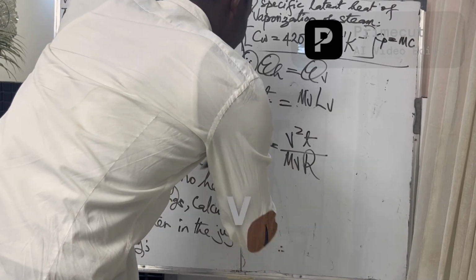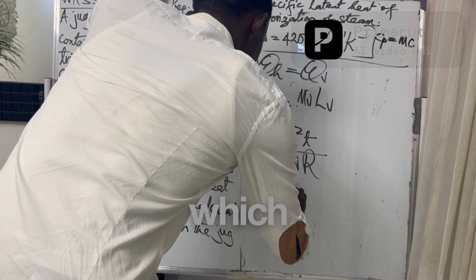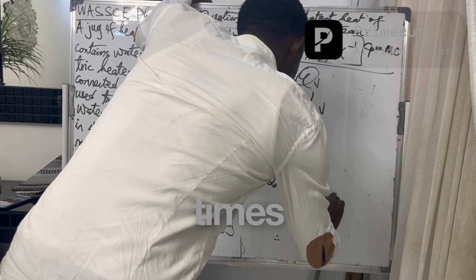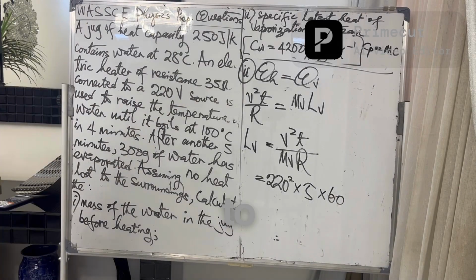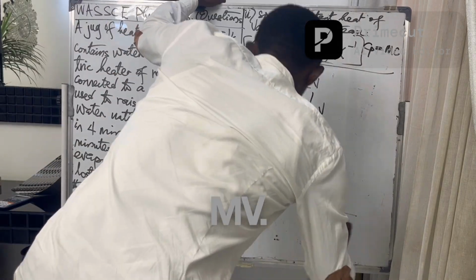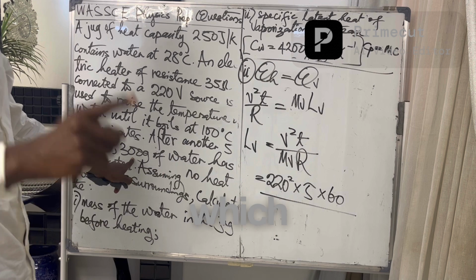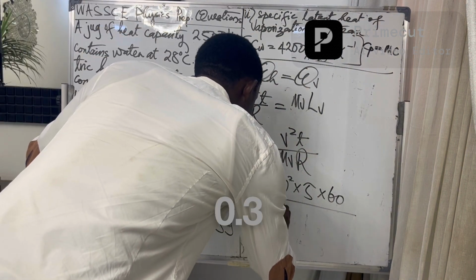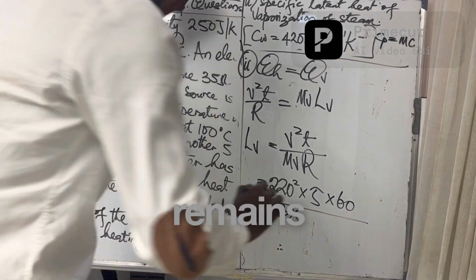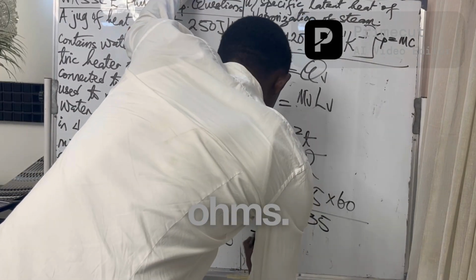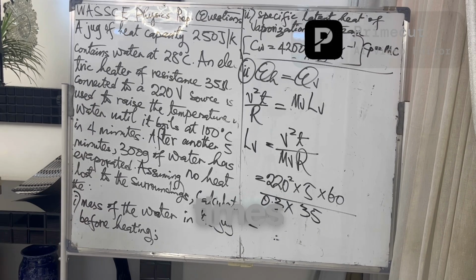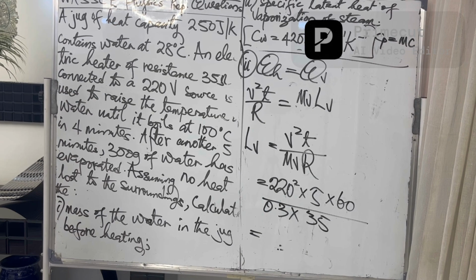LV will be equal to V squared T over MV R. So let's substitute. V remains 220, which is squared, times the time here, which is 5 minutes, so it will be times 60. Remember, it must be converted to SI units, divided by MV. The mass they gave here is 300 grams, which we must convert to kilograms by dividing by 1000. So that will leave us with 0.3 times the resistance, which remains 35 ohms.